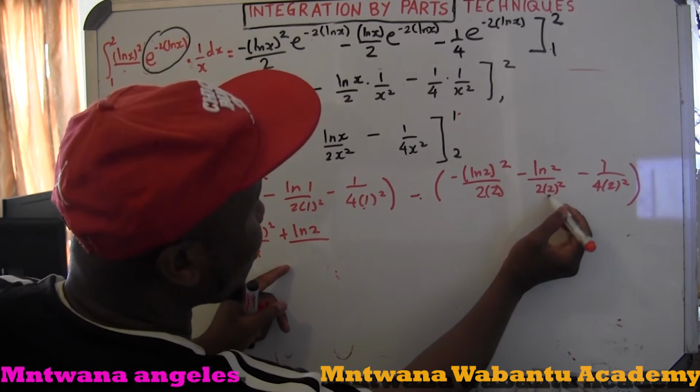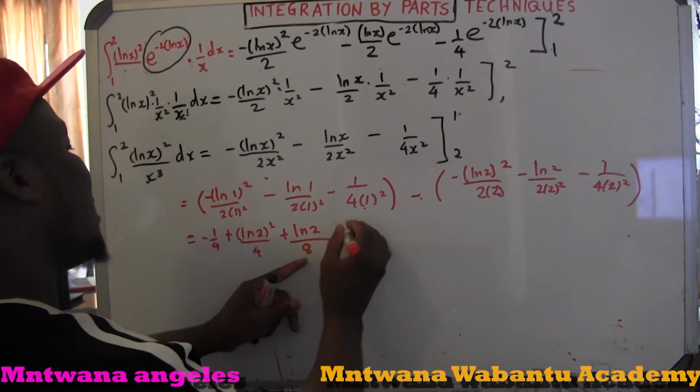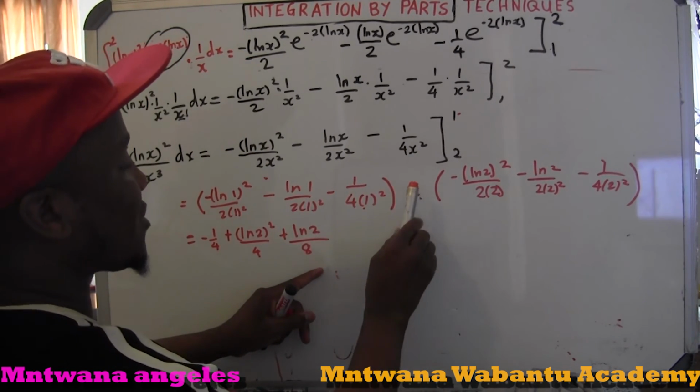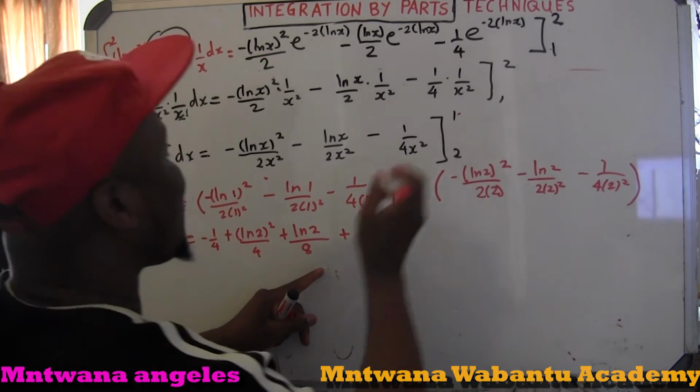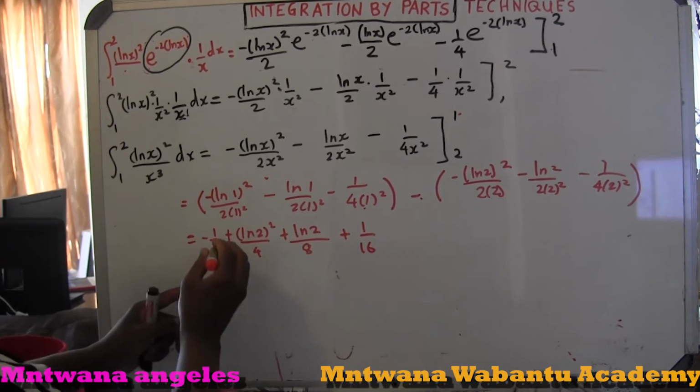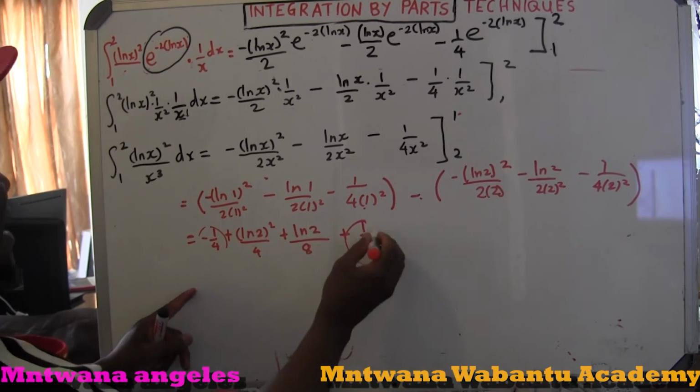Okay, 2 times 2 is 4. 4 times 2 equals 8. Now we go for the last one. For the last one, negative, negative, positive. This is going to be 1. 2 times 2 is 4, 4 times 4 equals 16. So now I'm going to take this plus that.